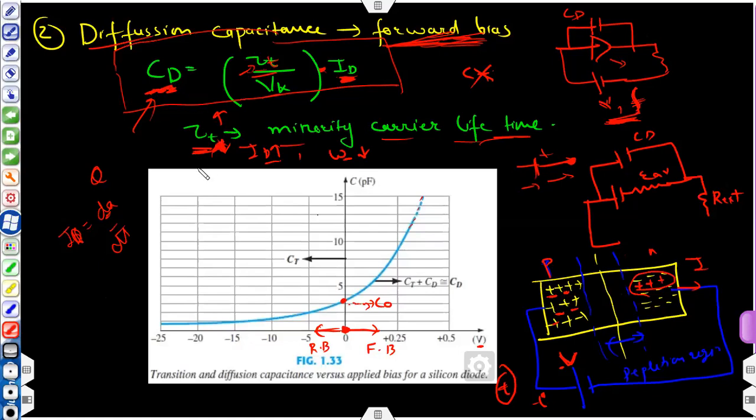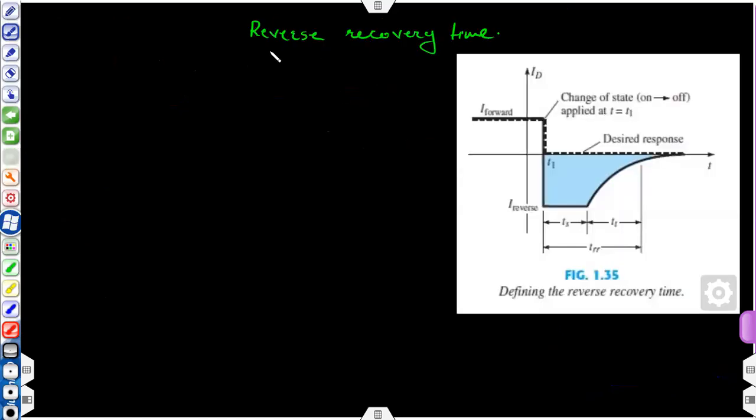Okay, so we do not need to discuss more than this about diode capacitance. This is the information that is included in your syllabus. That's it. Okay, so the next topic is reverse recovery time. What is the time? 11:49. We have plenty of time.